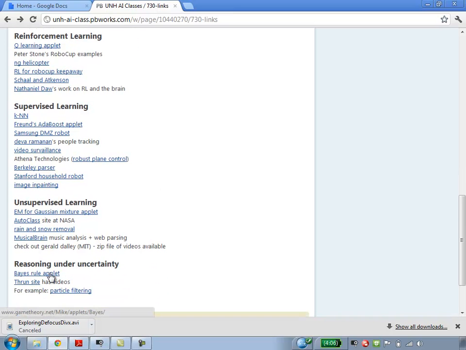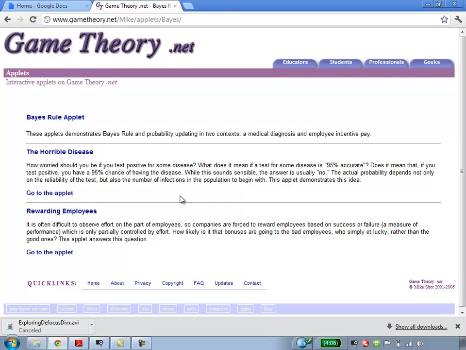Bayes' rule. Here we go. Don't trust doctors. Don't trust anything.